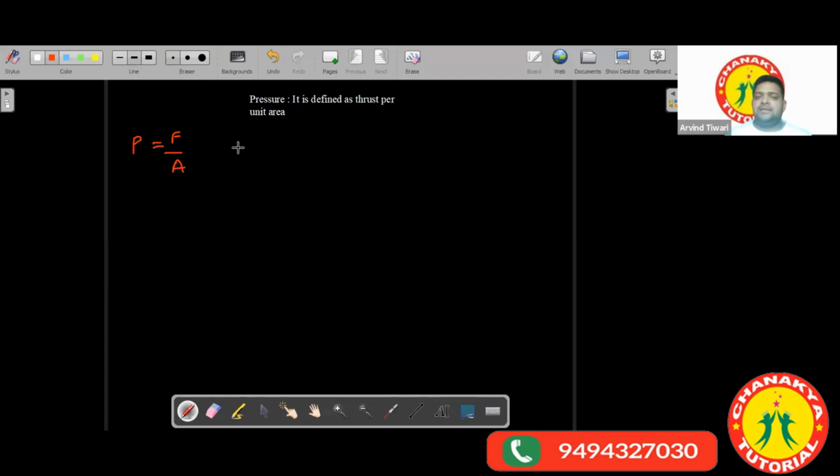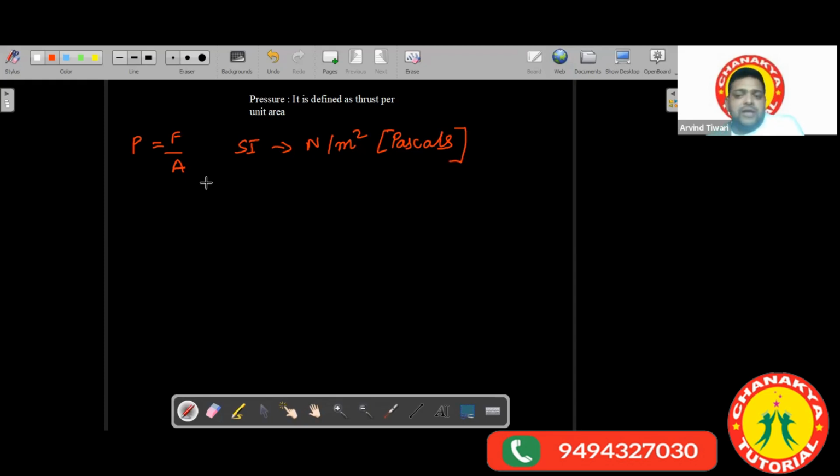Here we obtained the SI unit. SI unit of pressure is Newton per meter square, since force is measured in Newton and area is measured in meter square. The meter square is the SI unit for area. If you are given somewhere area in centimeter square, do convert it into meter square. So this makes SI unit as Newton per meter square. This Newton per meter square has another name, which is called Pascal. So Newton per meter square and Pascal, they are the same.